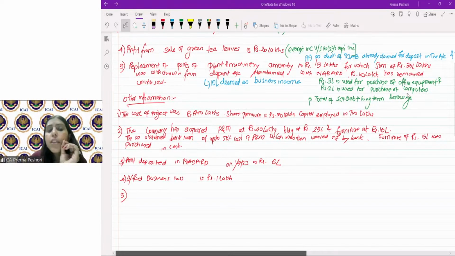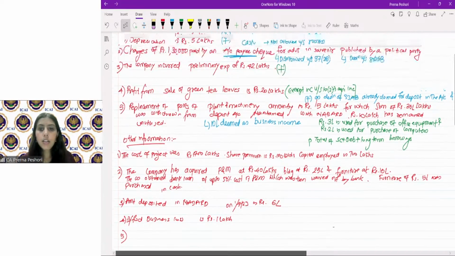So the amount which is utilized for a non-specified purpose will be treated as taxable profit. Are we getting that? It will be treated as taxable profit. Clear? Just write down.